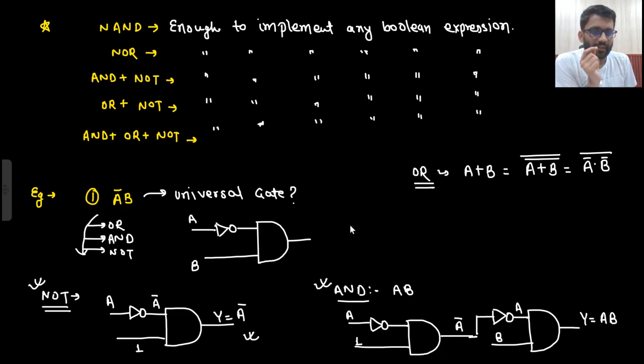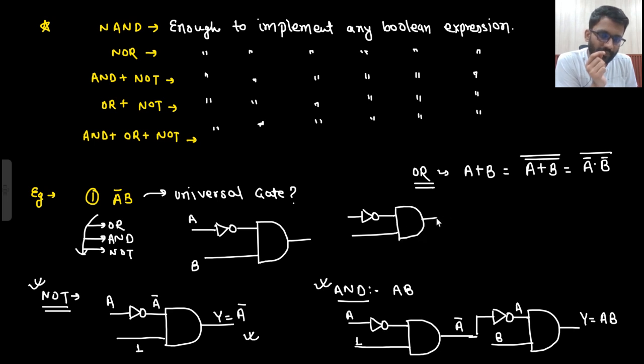First I will take the bar of B. So here I am getting this is B bar. B bar into 1 would be B bar. So here I am getting B bar.